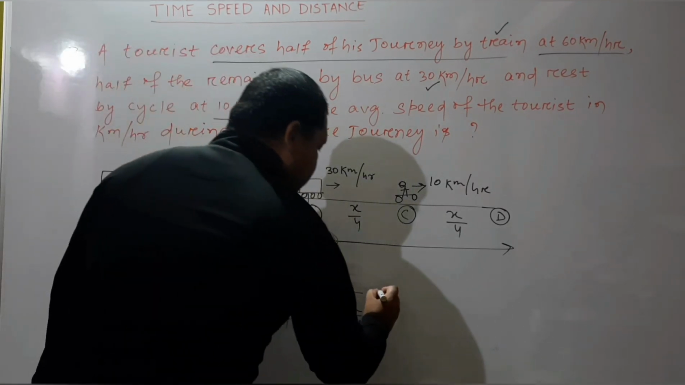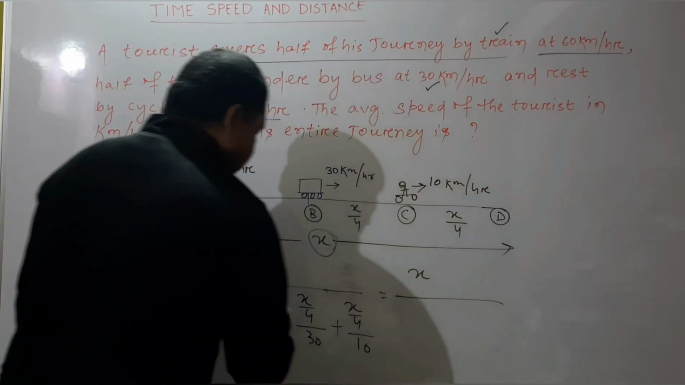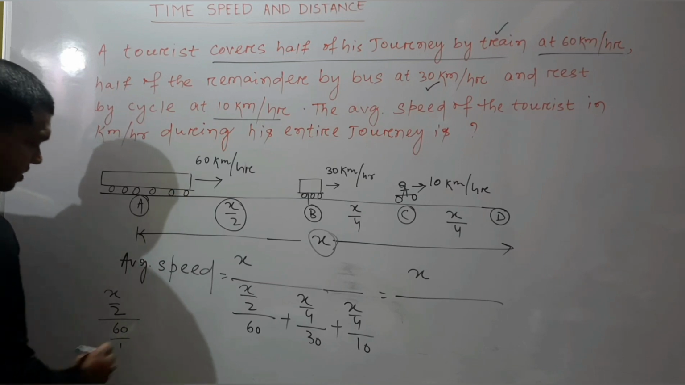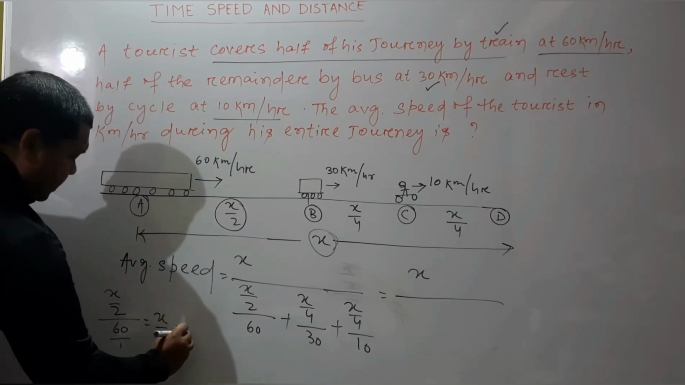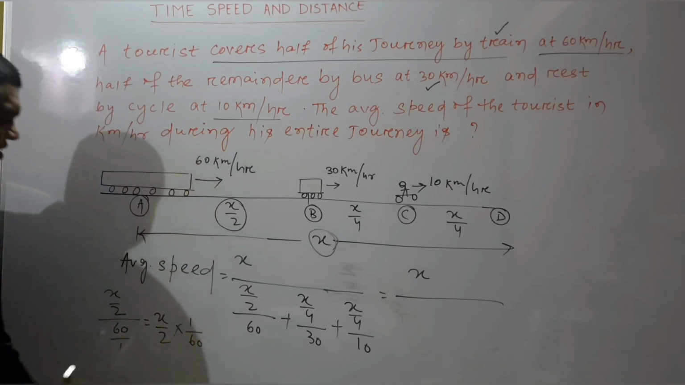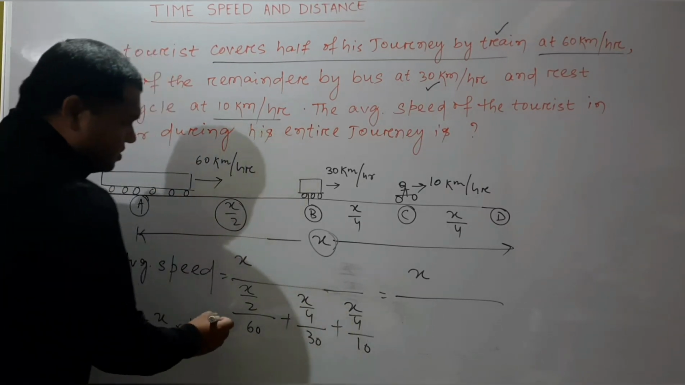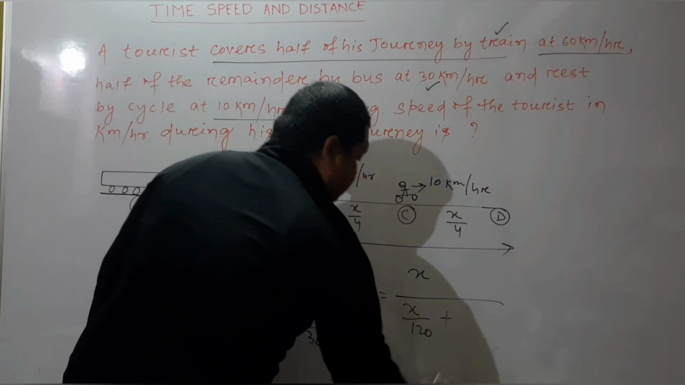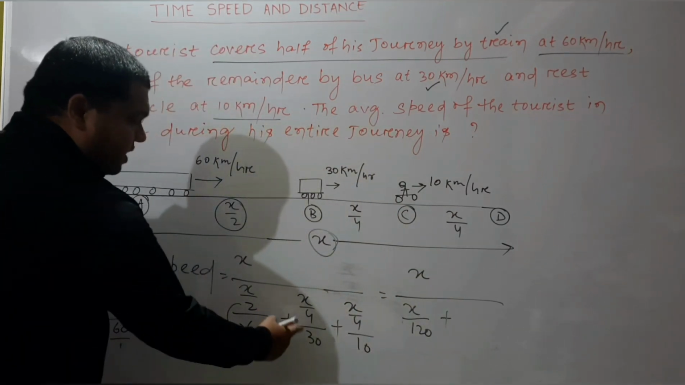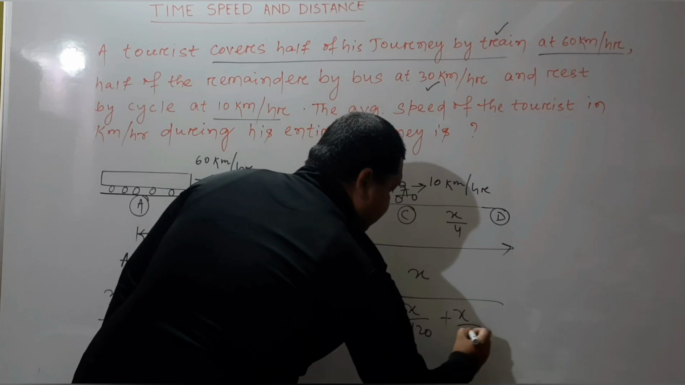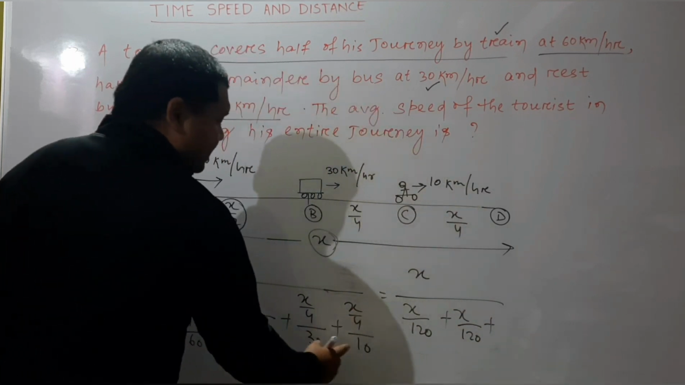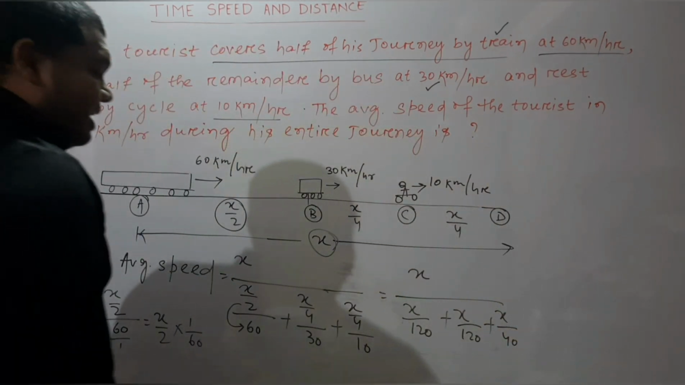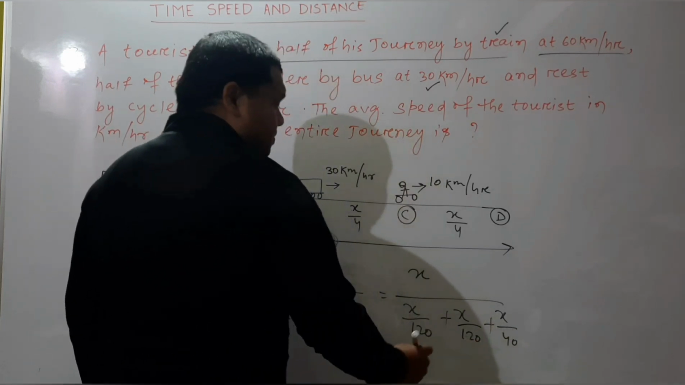So how to simplify this? Look, X by 2 divided by 60 can be written as X by 2 into 1 by 60, which is X divided by 120. Here X divided by 4 into 30 is X divided by 120, plus X divided by 4 into 10, that is X divided by 40. Now you can take the LCM. The LCM is 120.